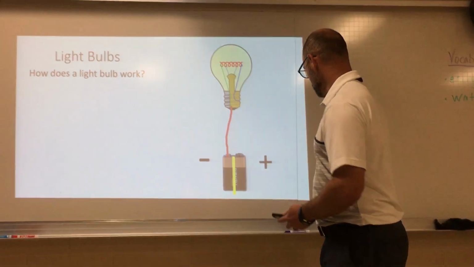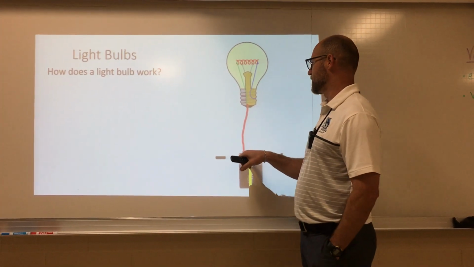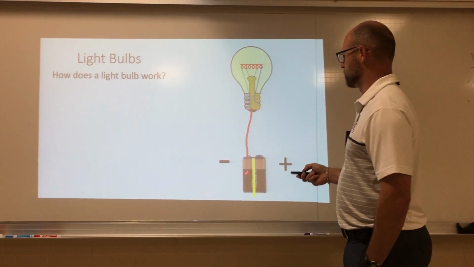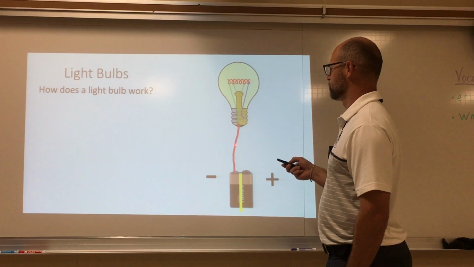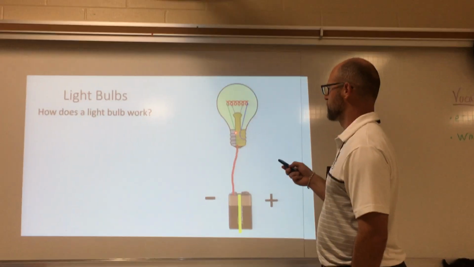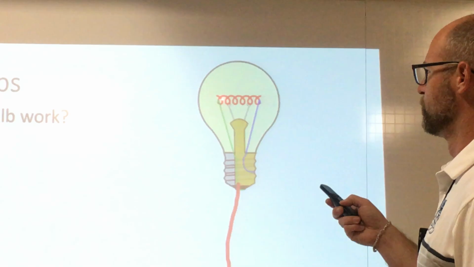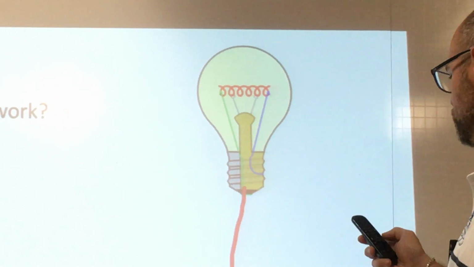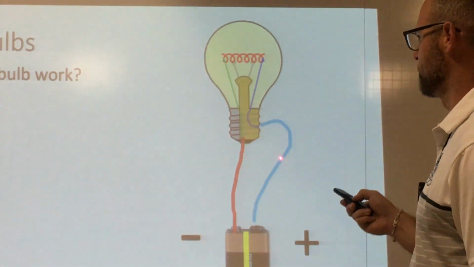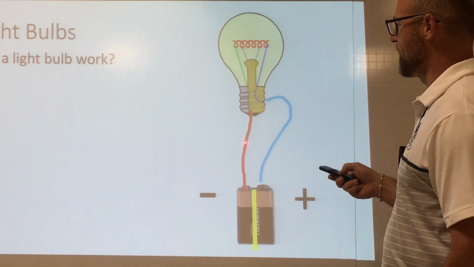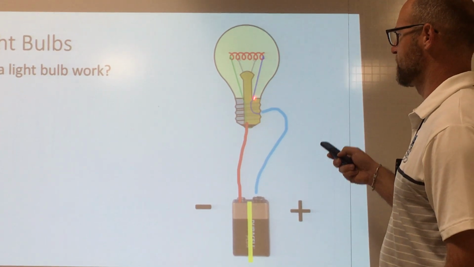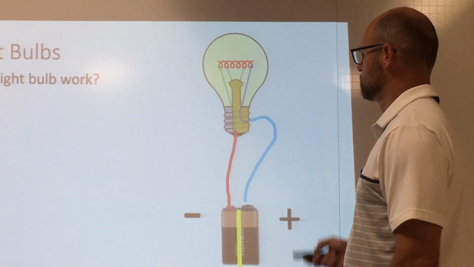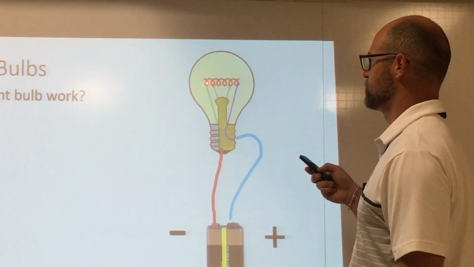So if I create a path by taking a wire and attaching it to the light bulb, the electrons are going to flow through this green wire, across, and back down the other side, again looking for the positive side. And so we've essentially created a continuous path to allow electrons to flow to the positive side, but in doing so, we're using those electrons to light up our light bulb.